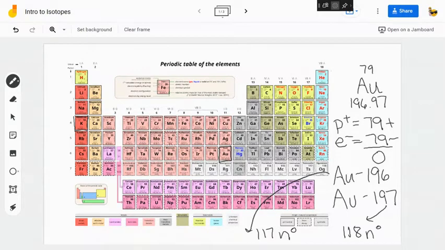Just like the average family has 2.3 children, the average mass is 196.97. That also means when I take a huge sample of gold, or 6.02 times 10 to the 23rd atoms of gold, or 1 mole of gold, it will have a mass of 196.97 grams. That's another thing that tells us.